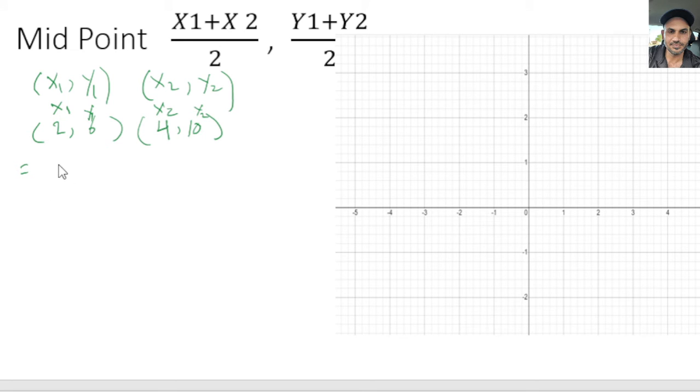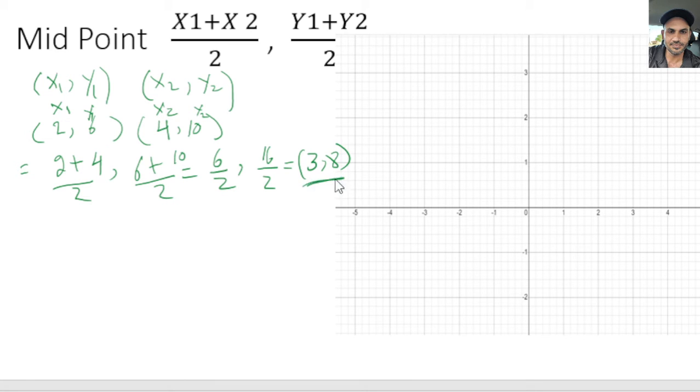So the midpoint would be x1, which is 2, plus x2, which is 4, divided by 2, comma, y1 is 6, plus y2 is 10, divided by 2. This is equal to 6 over 2, if we add these two, comma 16 over 2, and now we go ahead and simplify this. It becomes 3 comma 8. So this is our midpoint right here.